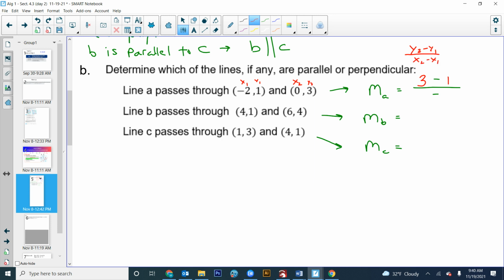So let's do that one first. And then it'd be 0 minus negative 2. Good. Minus the negative is going to be plus, so 3 minus 1 is what? Jonathan? Over 2, which is? 2. Or 1.